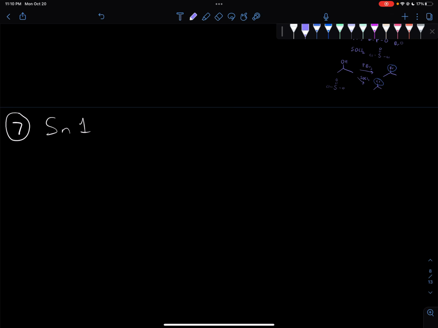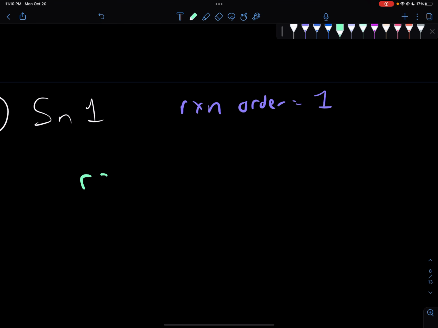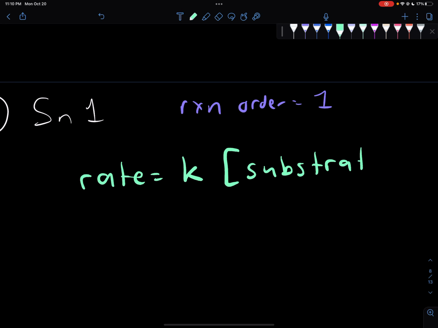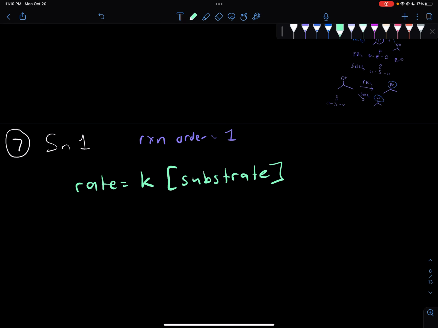So SN1 is substitution, and 1 refers to the reaction order. So reaction order is 1. Definitely, please know this, okay? The rate is K times substrate. That's it, okay? It has a reaction order of 1 because the substrate is the only thing that affects the rate. K is a rate constant, nobody cares. But the substrate, very important.